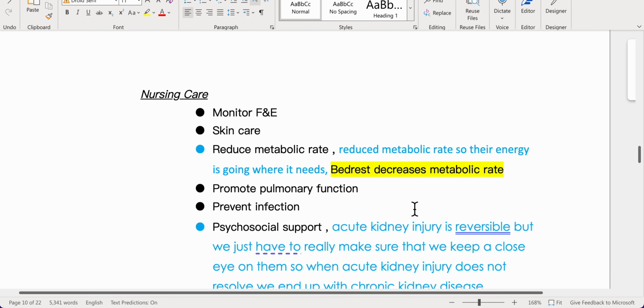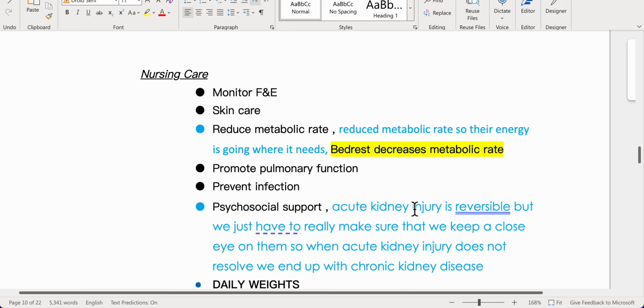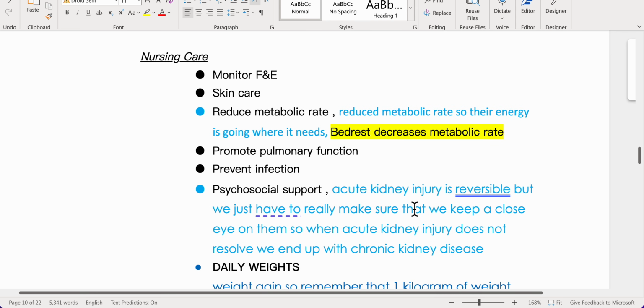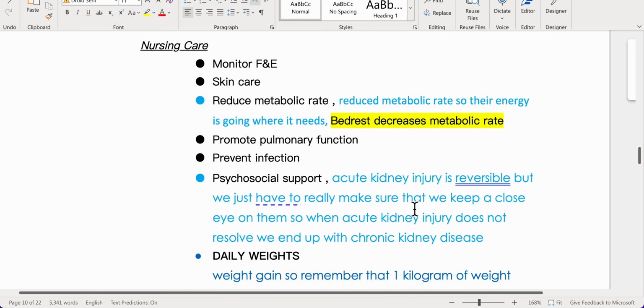Nursing care. Monitor fluids and electrolytes. Skin care. Reduce metabolic rate, so their energy is going where it needs. Bed rest decreases metabolic rate. Promote pulmonary function. Prevent infection. Psychosocial support. Acute kidney injury is reversible, but we just have to really make sure that we keep a close eye on them, so when acute kidney injury does not resolve, we end up with chronic kidney disease.